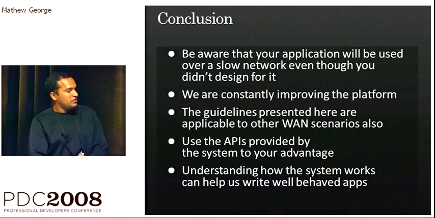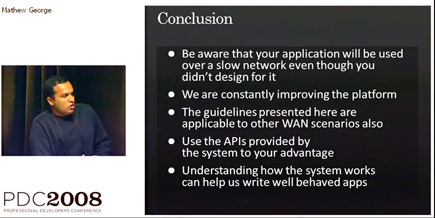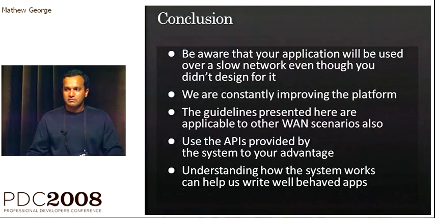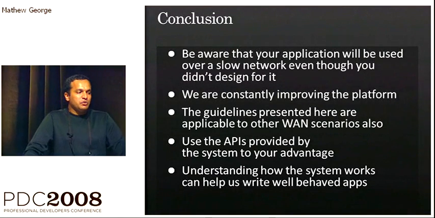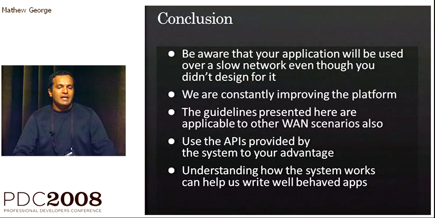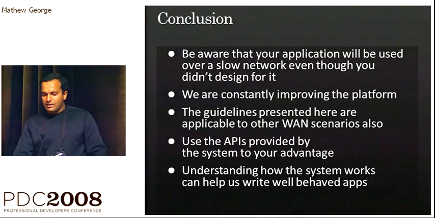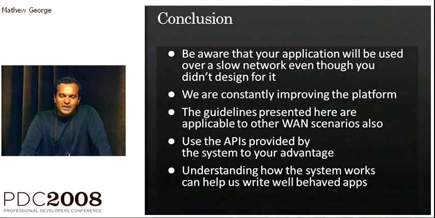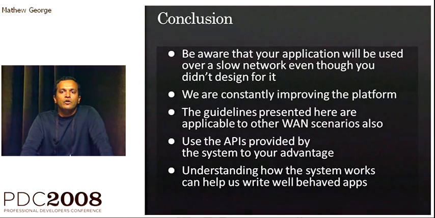So that brings me to the end of the talk. Be aware that your application will be used over a slow network, even though you didn't design for it. It will surely get used over a WAN link going forward. And we are constantly making improvements to the platform. A lot of the guidelines I presented here are not just for files. You can use these, specifically the pipelining, in a lot of applications which do I/O over a WAN. And use the APIs provided to your advantage.